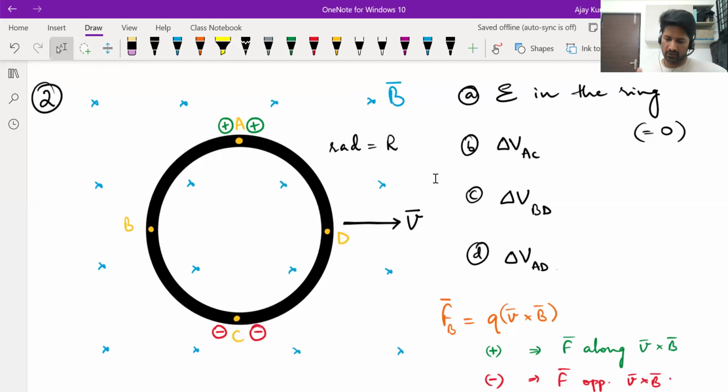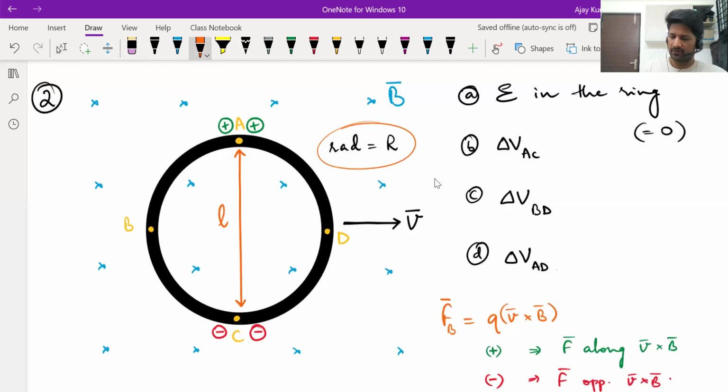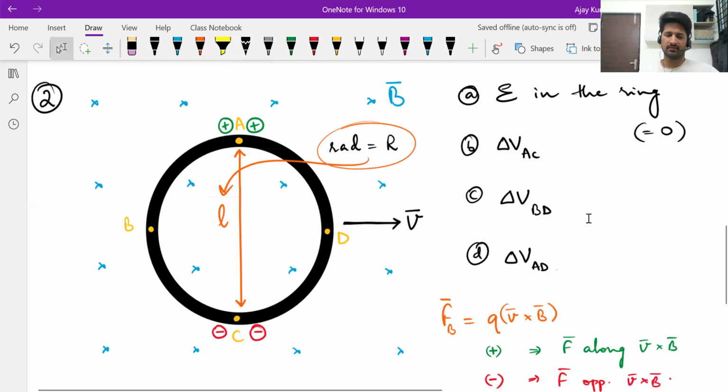Now if you want the potential difference between these 2 points A and C, you have to take the length vector between those 2 points A and C. Do this, all of you. Express this length in terms of radius, and then find out the potential difference between A and C. Try.